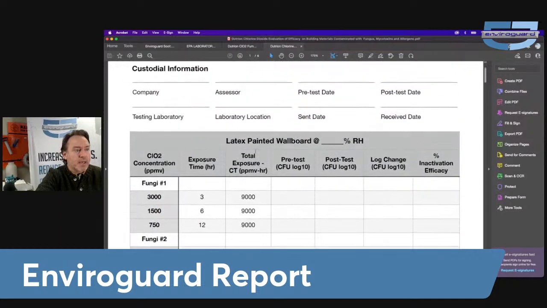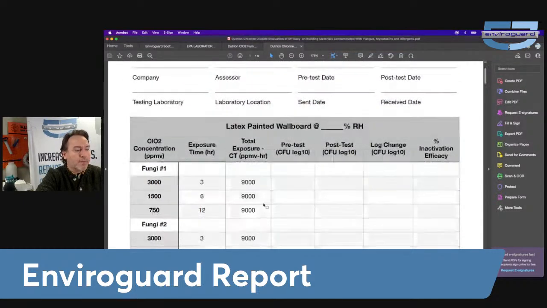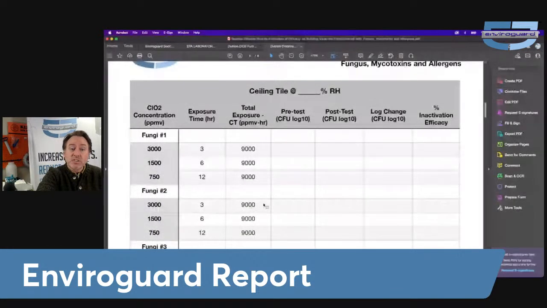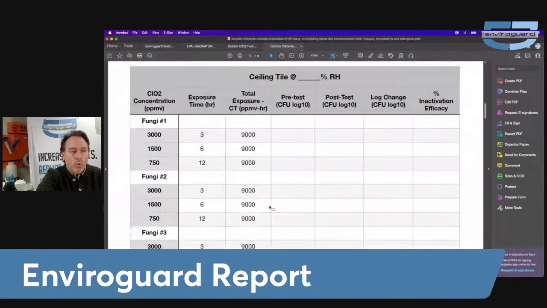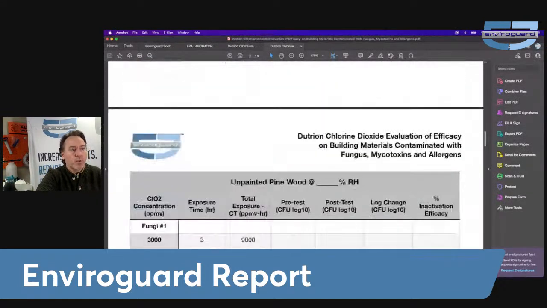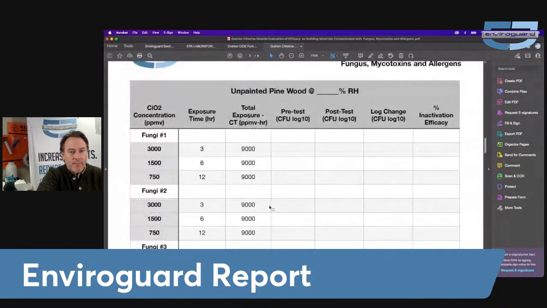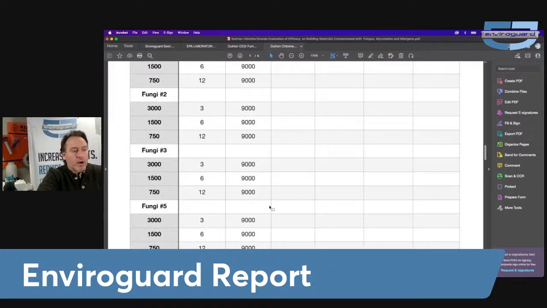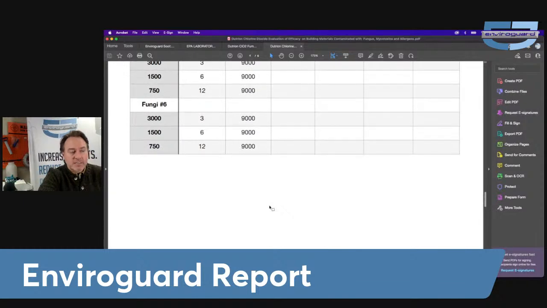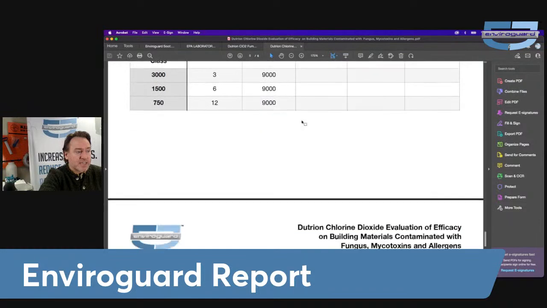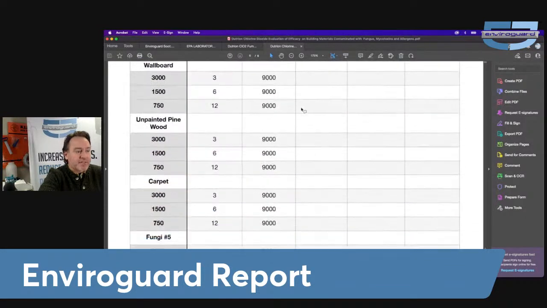Okay, so that is going to be on latex painted wallboard. Then we're going to do it on ceiling tile if that is something as part of your job. If it's not, then we won't use that test subject. Then we're going to do it on unpainted wood pine, right? If you've done demo, or if it's in any other kind of environment, such as a crawl space, an attic space, etc. And then we are going to do it on carpeting as well. So we've got all these different substrates to test on. Then we've provided one for the allergen side of things, testing the same way, and another for the aflatoxin.